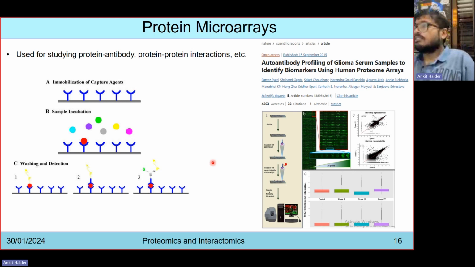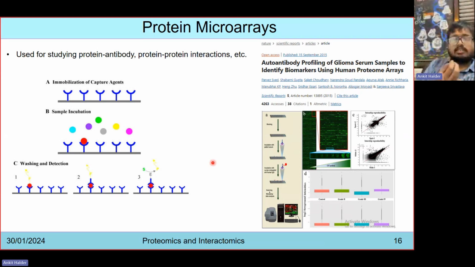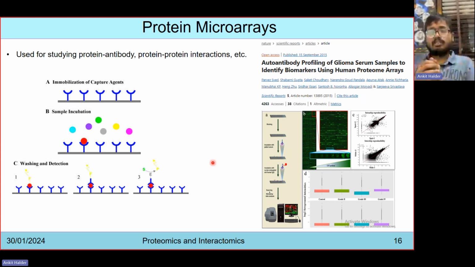Here we have shown one example of how these protein microarrays have been used. In a disease state, not only do different proteins get differentially regulated, some proteins get hugely upregulated compared to the normal level. This leads to varied immune reactions happening in the body, and this leads to the rise of different antibodies.